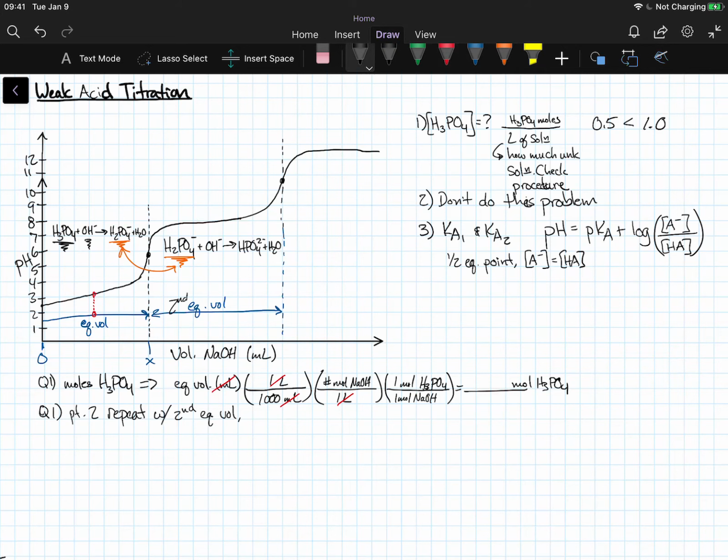So since these 2 are equal to each other, that means this log term becomes the log of 1, since anything over the same thing is 1, and the log of 1 is equal to 0. So at the half equivalence point, the pH is equal to the pKa. So now we already know how to get pKa into Ka. We just have to take 10 and raise that to the negative power of that number. So we just have to look at our data and find out what is the pH at the half equivalence point. And we're going to come over here and estimate. I'm going to say, yeah, it looks like it's right about 3. So we'll say the pH is 3 at the half equivalence point.